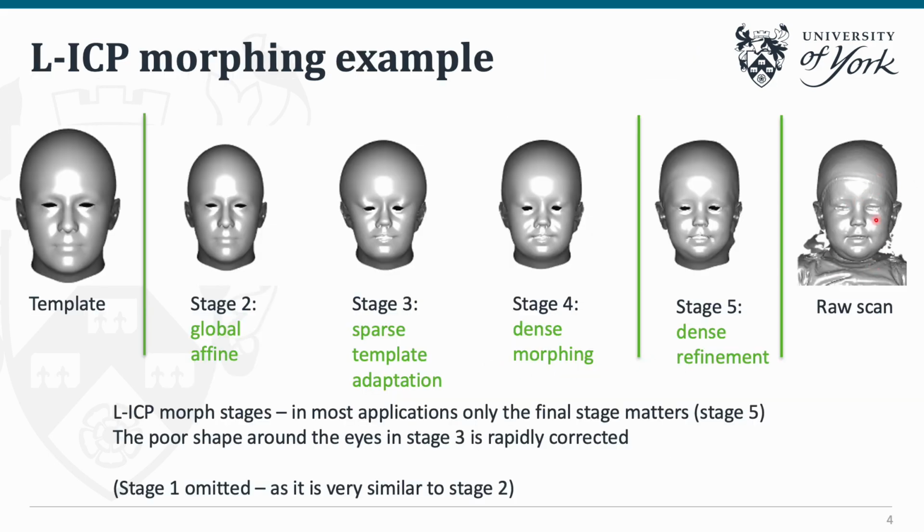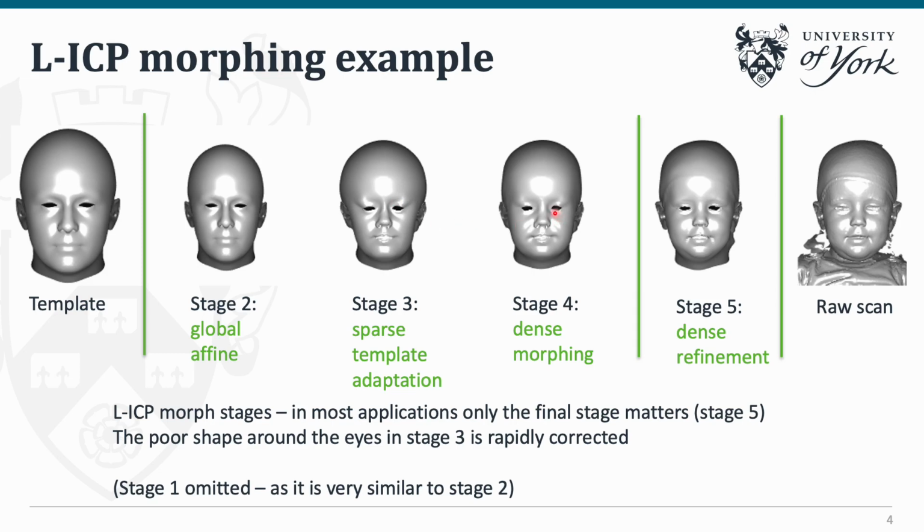We have a raw scan of a baby from the headspace dataset on the right here. Here's the template, which is actually a symmetrized version of the face warehouse template. Our first stage is a global affine. Well, the first 2 stages, I've just put stage 2 here, is global affine deformation. Then we have something called sparse template adaptation, which is a bit like automatic mesh editing. It gets the features in the right place.